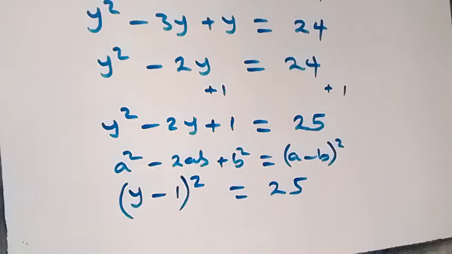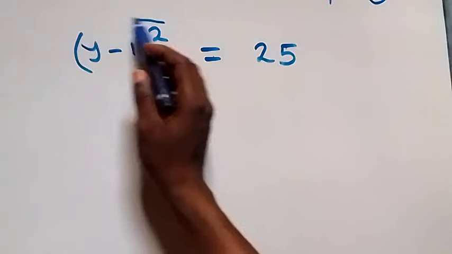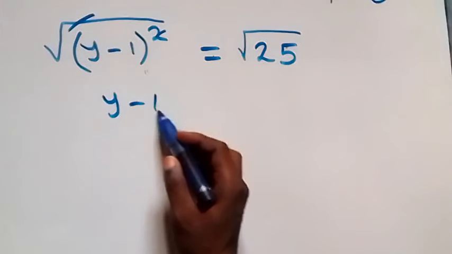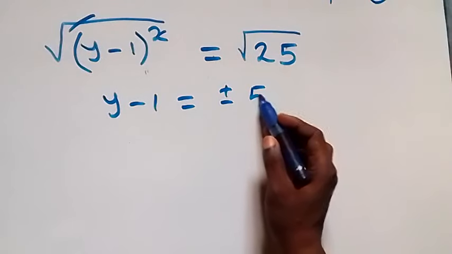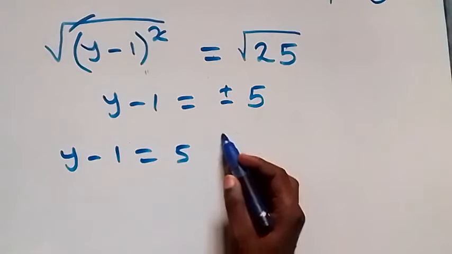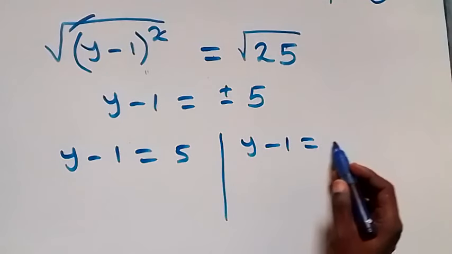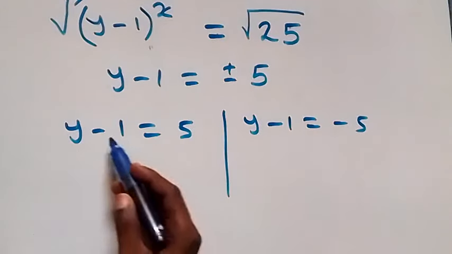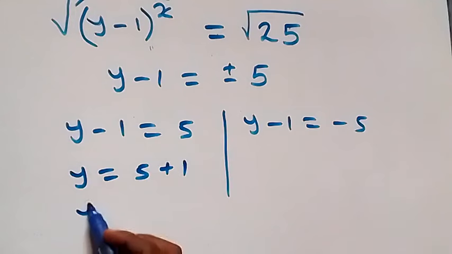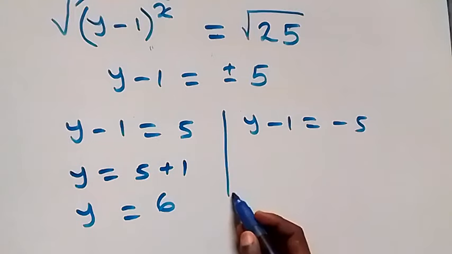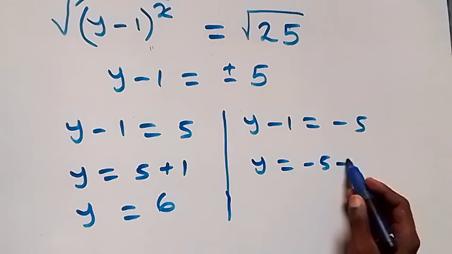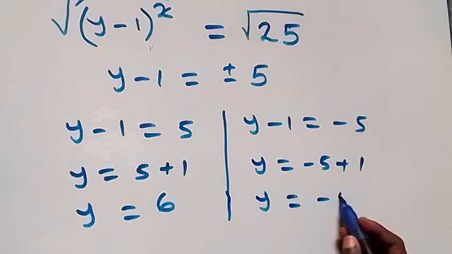25. Then we take the square root on both sides. The square cancels the square root, and we have y minus 1 equals plus or minus 5. Now we have either y minus 1 equals 5, or y minus 1 equals minus 5. We can solve for y by moving minus 1 across. So we have y equals 5 plus 1, then y equals 6. Also, y equals minus 5 plus 1, and here y equals minus 4.